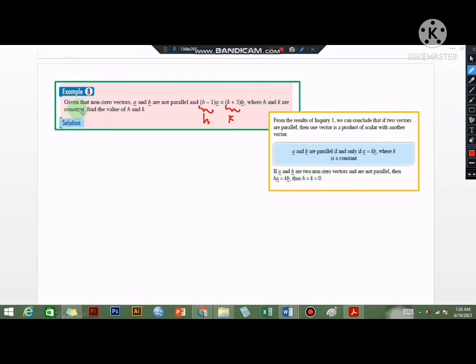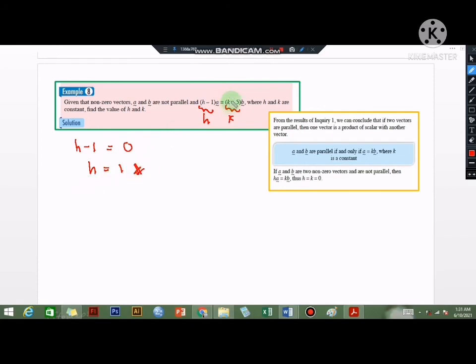So the question asks you to find the value of H and K. So what should you do? You need to do it like this. H minus 1 equal to what? Equal to 0, based on the concept that you have learned just now. So H minus 1 is equal to 0, so we know that H is equal to 1. We are done finding the value of H.